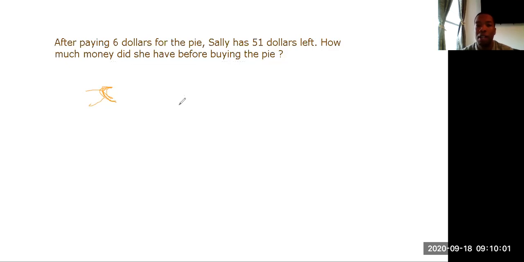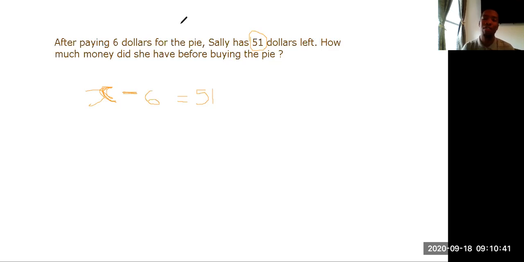All right. And then it said that she paid $6 for the pie. So we're going to subtract $6 because it said how much money did she have before. So she went with X amount of dollars and then she paid $6 for the pie. So I'm going to take out that $6, and then that is equal to 51. Because however much money she had, you're going to minus the 6, because it's $6 for the pie, and then that's going to equal how much she has left. She has $51 left.